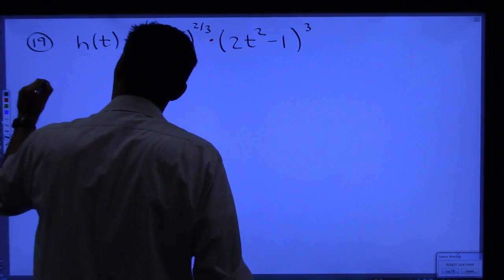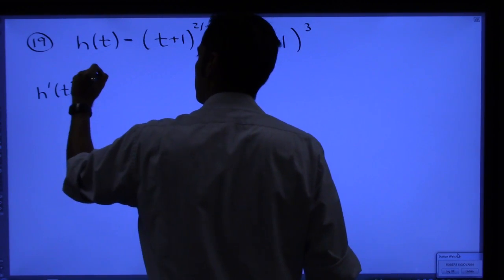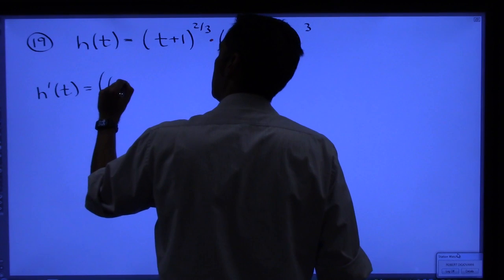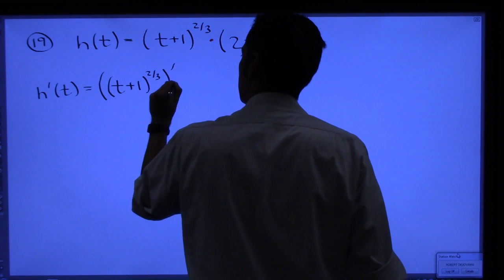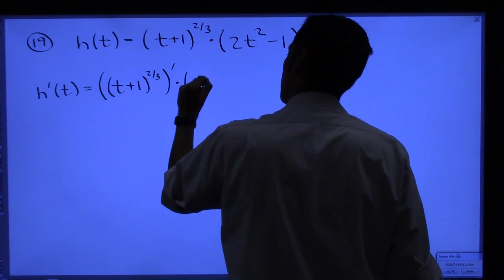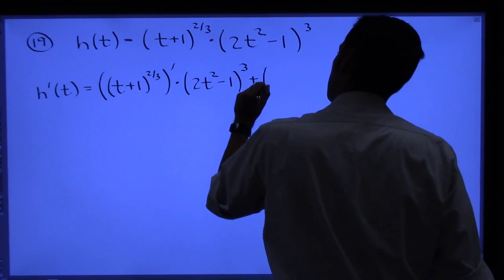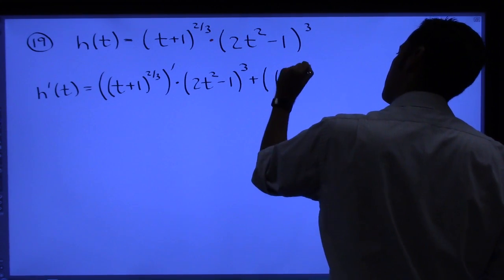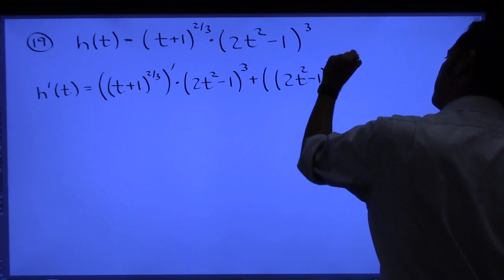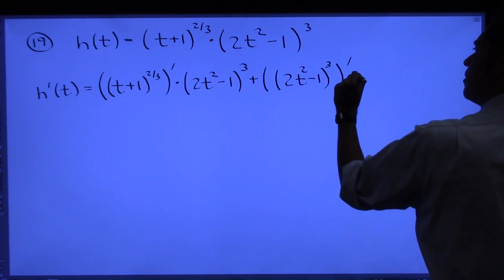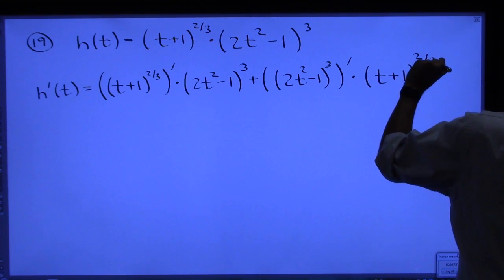So let's try this. h prime of t by the product rule should be the derivative of this. So watch the way I write this. It's (t plus 1) to the 2/3, I want that derivative, times the second one untouched. Just leave it alone. Plus this second one, (2t squared minus 1) cubed, take the derivative of that, and then times the first one untouched, (t plus 1) to the 2/3.